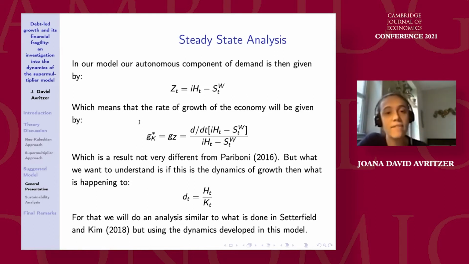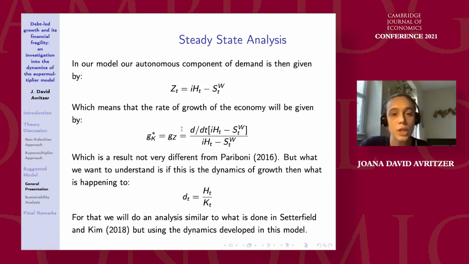Growth in this model is going to be explained by the rate of growth of the autonomous component, which in our case is the rate of growth of the stock of debt. This result is not very different from Pariboni or from Fagundes, but the point of this paper is really to look at what happens to this ratio. If we assume this type of model, then in steady state, this is the rate of growth of the economy.